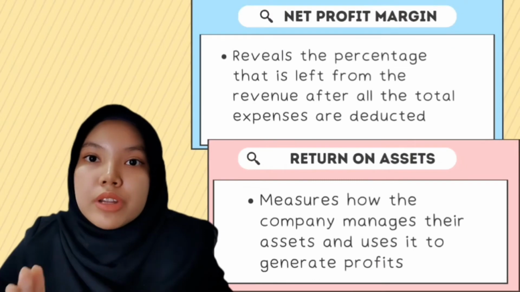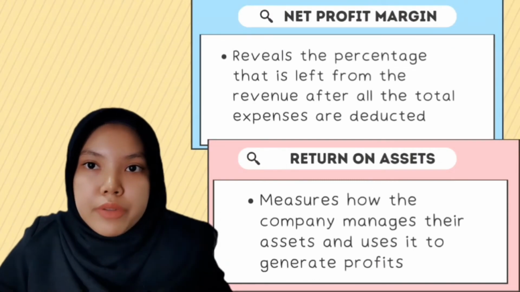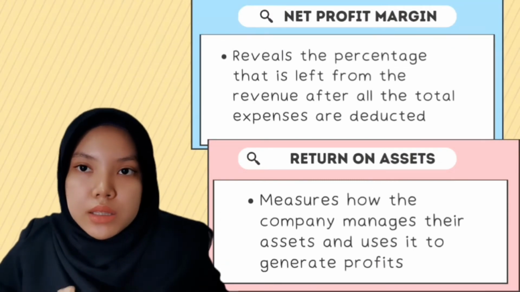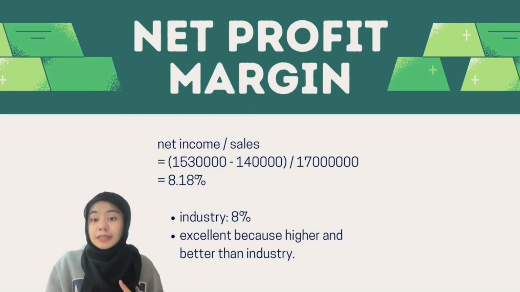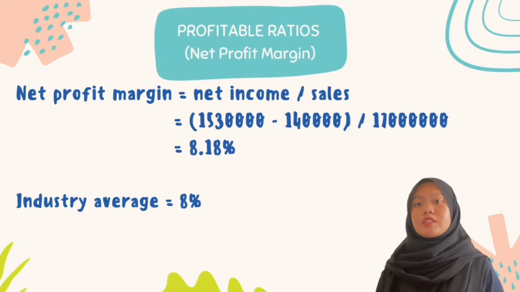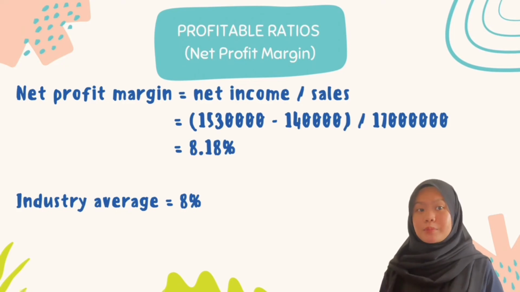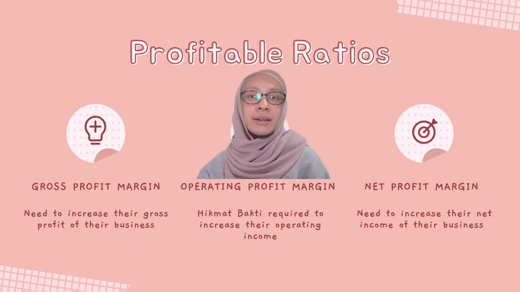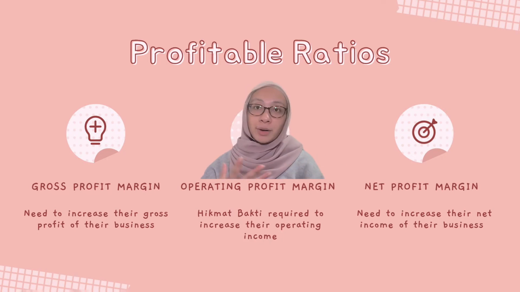Net profit margin reveals the percentage that is left from the revenue after all the total expenses are deducted. Net income divided by sales. For net income, you need to take the profit after taxes minus dividend on preference share. So, equals 8.18%. Hikmah Bati Berhad net profit margin is 8.18%, meanwhile industry average is 8%. This shows that Hikmah Bati Berhad current ratio is higher than industry, which is good and preferable. It also needs to increase its net income for net profit margin.